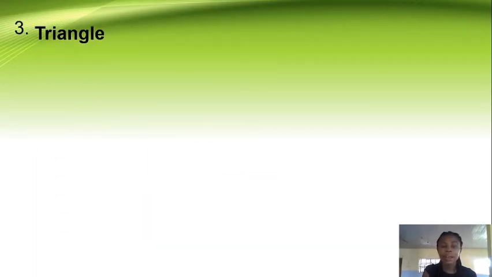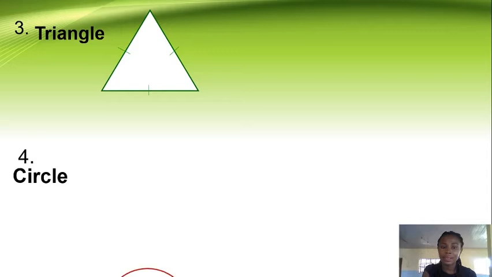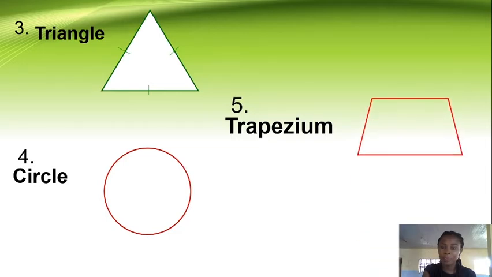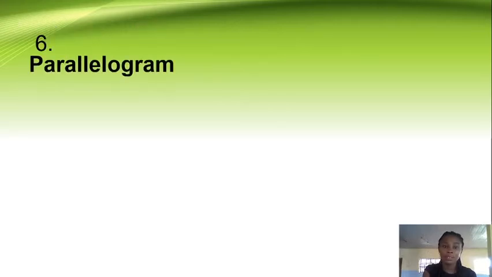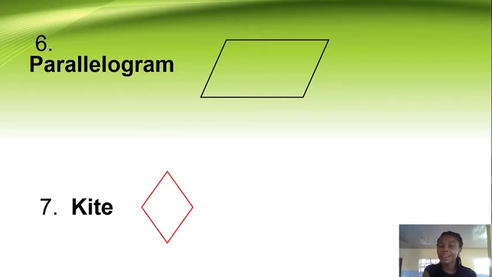Next, triangle. Tri means 3. The word tri stands for 3. So we have this shape with 3 sides and 3 angles. Next, a circle. Next one, we have trapezium. Number 6, parallelogram. That is a parallelogram. It also has 4 sides. Cat. A cat. Can you see that? That is a cat.